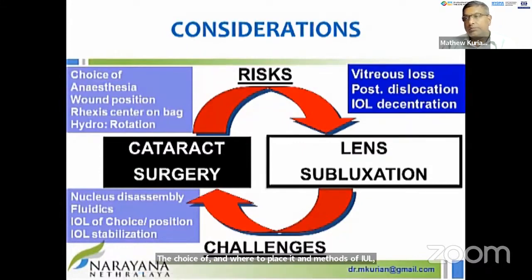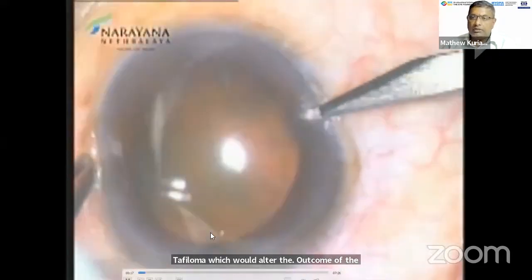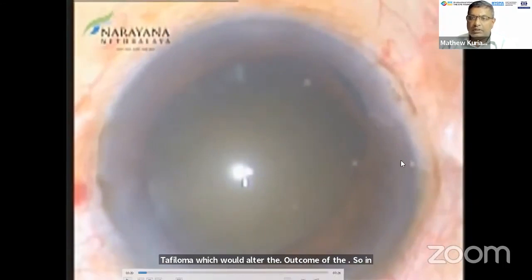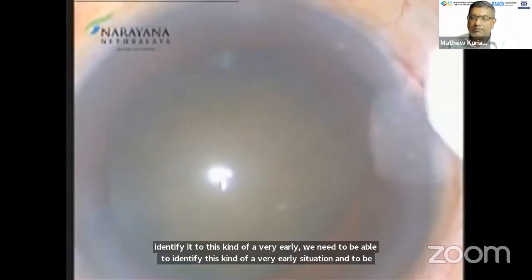The choice of lens, where to place it, and the methods of IOL stabilization are critical. The biometry concept has already been touched upon by previous speakers, so I will not go into details, except to mention that we should make sure that we are getting it on the macula and not on some aspect of a posterior staphyloma, which would alter the outcome of the biometry. So in individuals with focal dialysis, we need to identify this very early situation and prevent it from progressing further.